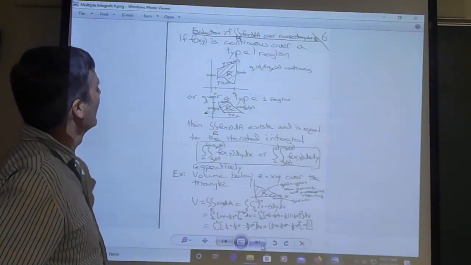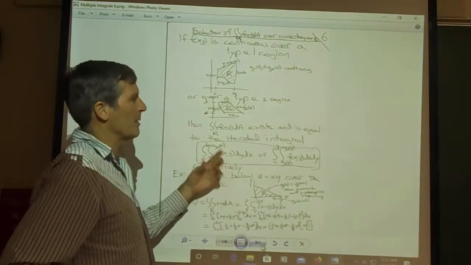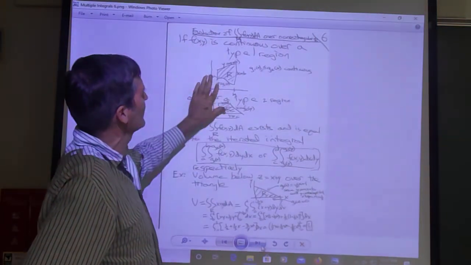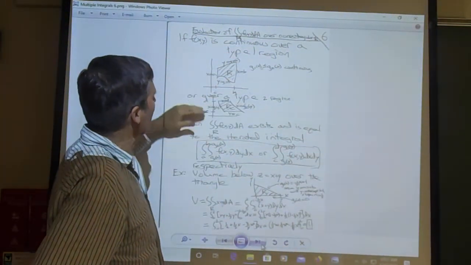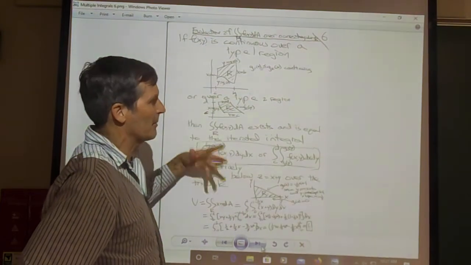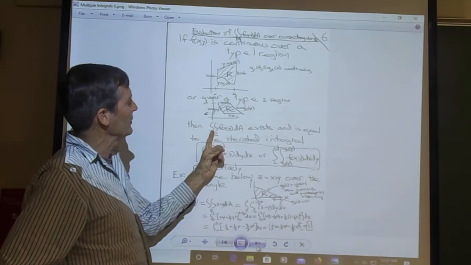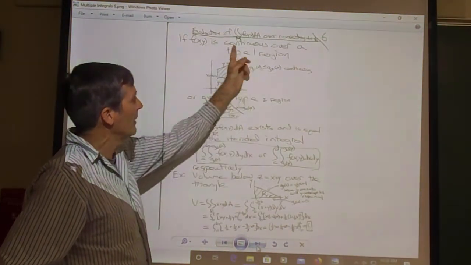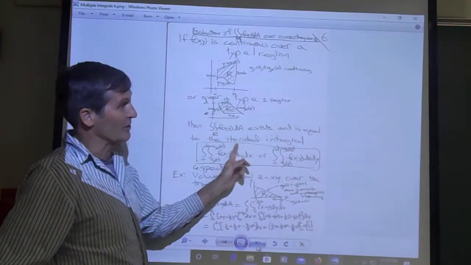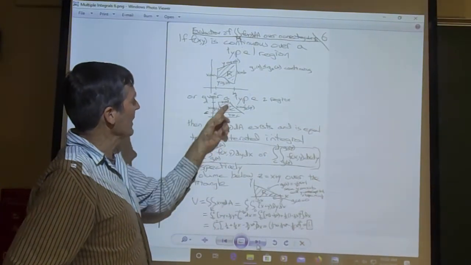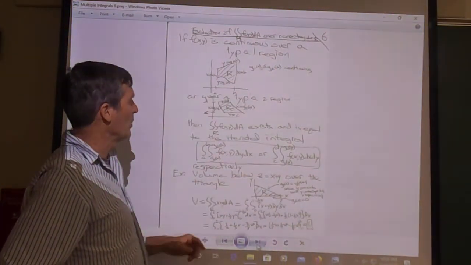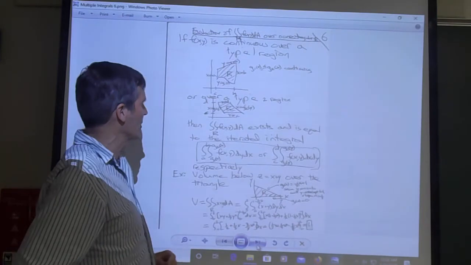Well, suppose you have a type 1 region, sometimes called a vertically simple region because you've got vertical sides here, or a type 2 region. Suppose you have horizontal sides, sometimes called a horizontally simple region. Then you can say that the double integral of a continuous function exists for this non-rectangular region. And what's more, it's equal to an iterated integral like we did last time.